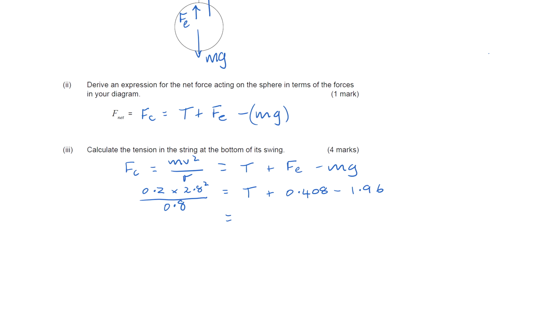Okay, so therefore, if we pop all of those numbers in, the 0.2 times 2.8 squared divided by 0.8 gives me 1.96. Take away 0.408 plus 1.96, and that gives me a total of 3.51 newtons. So there we have the end of the question.